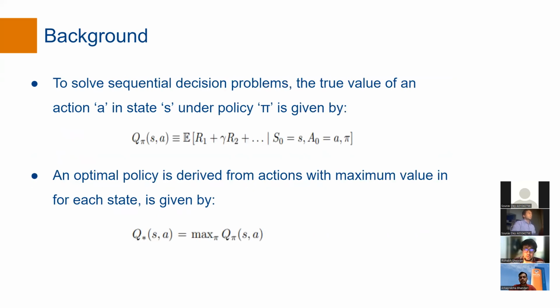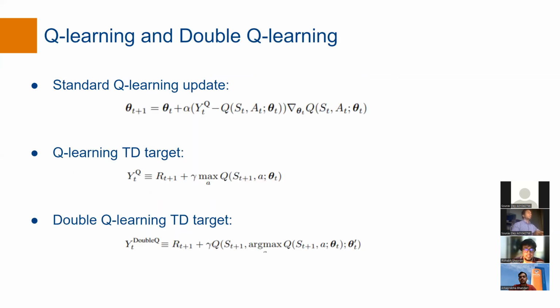So to solve sequential decision problems, we can learn estimates for the optimal value of each action, defined as the estimated sum of future rewards when taking that action and following the optimal policy thereafter. An optimal policy is derived from actions with maximum values for each state. Next slide. Let's talk about Q learning and double Q learning.